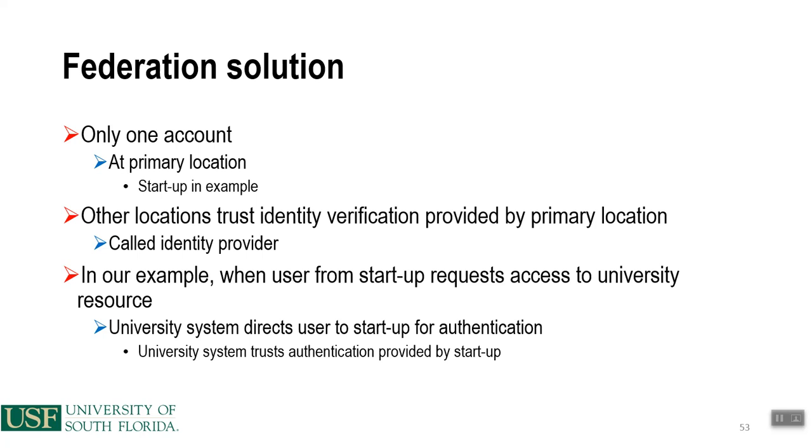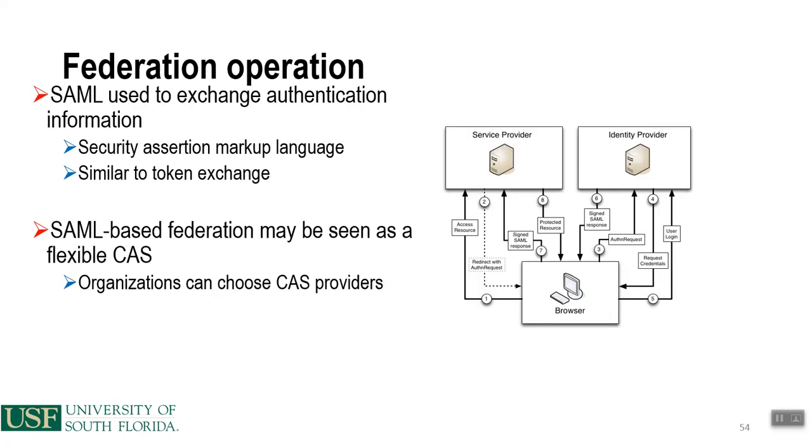So one solution is what's called a federation solution. It's only one account, at the primary location. So for example, the startup. Other locations can trust identity verification provided by the primary location, called the identity provider. In our example, when a user from a startup requests access to a university resource, the university system will direct the user to the startup for authentication. And the university system trusts the authentication provided by the startup. So whatever the startup is saying about that particular user, the university will trust that accordingly.